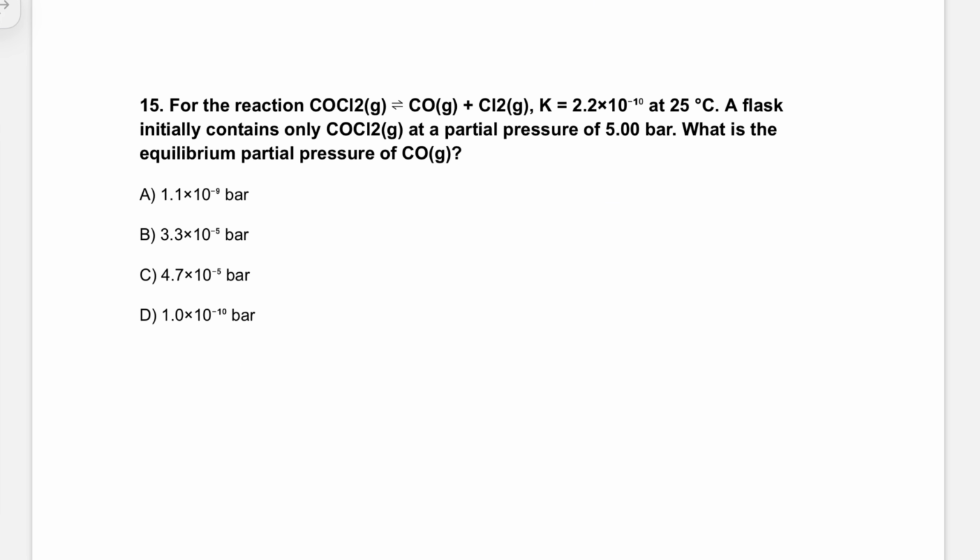Okay, question 15. For the reaction, a flask initially contained only COCl2 gas at a partial pressure of 5 bars. What is the equilibrium partial pressure of CO? So this is a little bit different because we know the K, but we need to know what the partial pressure is. So we know that the equation is COCl2. I'm going to start by making an ice table so we can track how the reaction proceeds.